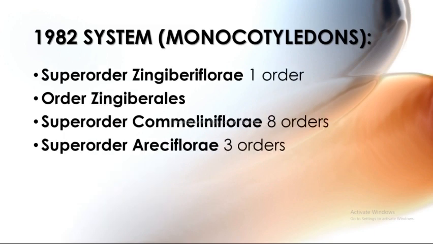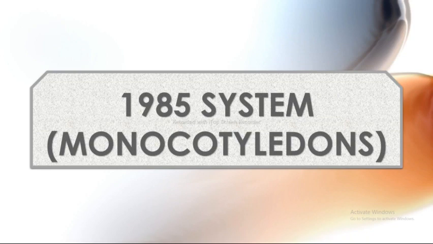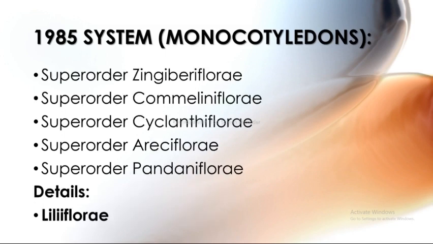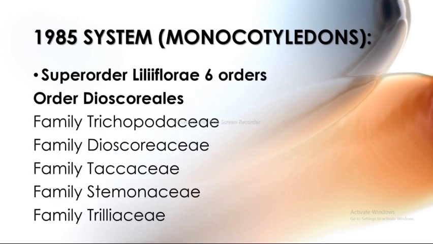Superorder Zingiberiflorae includes the 1 order, which is the order Zingiberales, and the next superorder is the Magnoliiflorae, which includes the 8 orders, and the next superorder is the Araciflorae, which includes 3 orders. So the next I am going to discuss about 1985 system Monocotyledons. In its summary, it includes the 10 superorders, which are superorder Liliiflorae, superorder Ariflorae, superorder Triuridiflorae, superorder Alismatiflorae, superorder Bromeliiflorae, superorder Zingiberiflorae, superorder Commeliniflorae, superorder Cyclanthiflorae, superorder Araciflorae, and the superorder Pandaniflorae. Details includes the superorder Liliiflorae, 6 orders.